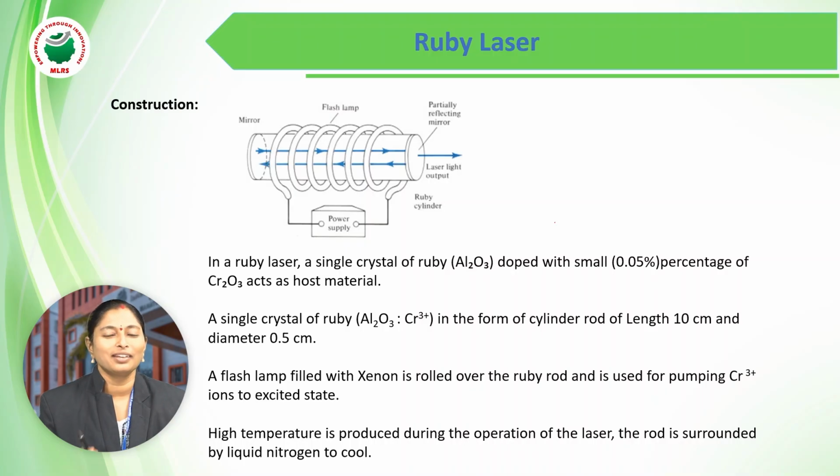which is producing heat. If it produces heat continuously, at some level the operation is going to stop. So in order to avoid this, we are using liquid nitrogen as a coolant. This is the construction of a ruby laser.